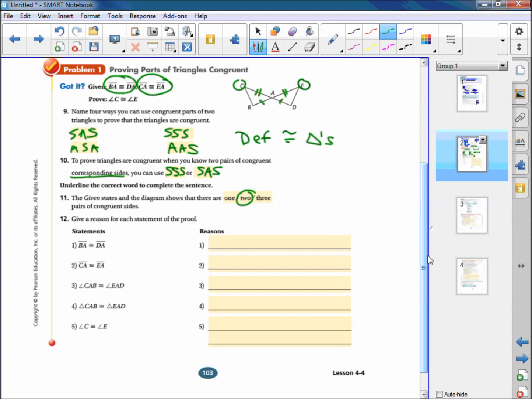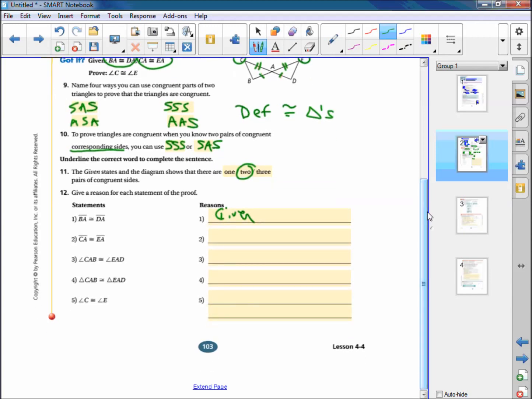So BA is congruent to DA. That was in our given. And CA is congruent to EA. That was in our given also. Okay. And then we have angle CAB. That's not in our given. So angle CAB is supposed to be congruent to angle EAD. So how could we prove that those two are the same?